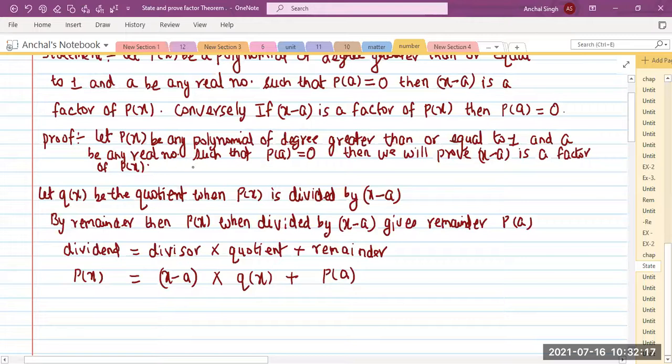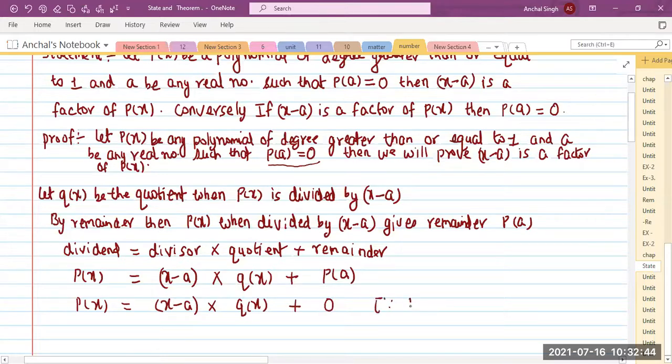Now over here, see in this statement, what is given? What is written over here? Pa is equal to 0. Remainder is equal to how much? 0. So in this equation, we will replace Pa by 0. X minus a into Qx plus, and Pa is given equal to 0. So write 0 over here and give the reason. Since in the theorem itself, it was given that remainder was equal to 0, correct?